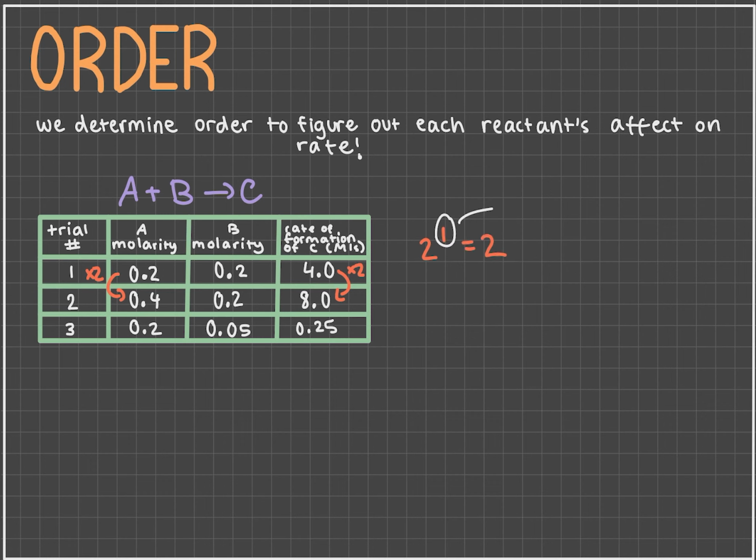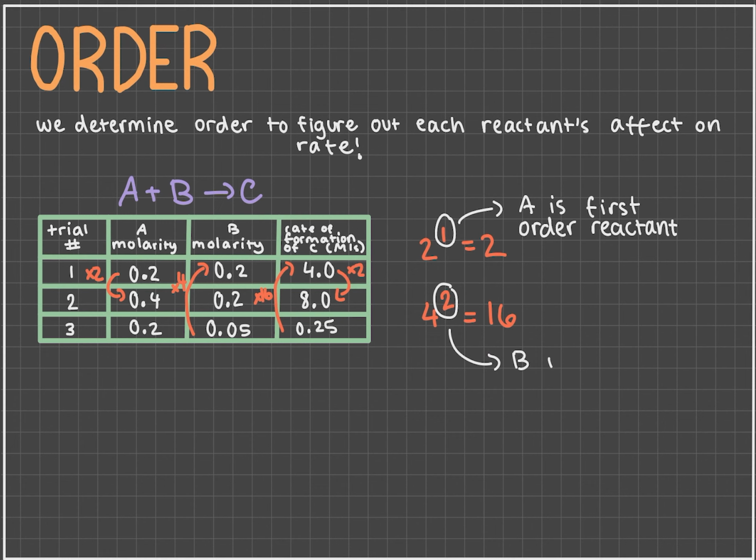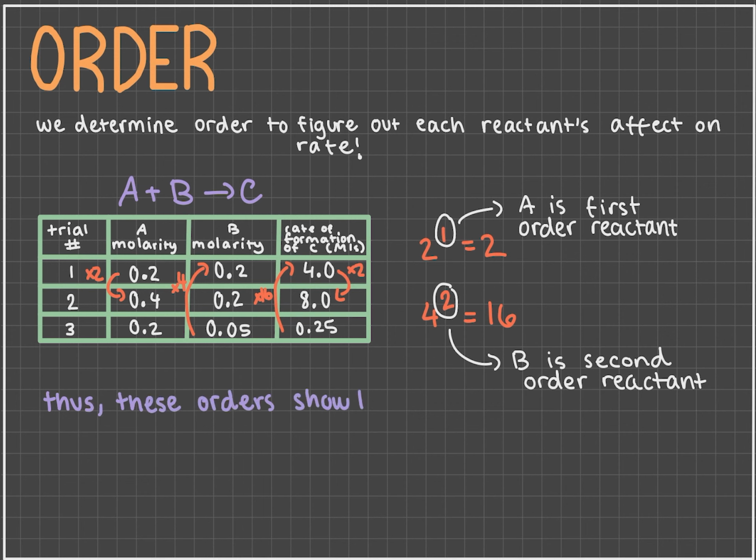From trial 1 to trial 2, A's concentration doubles, and the rate of formation of C also doubles, so A is a first-order reactant. From trial 3 to trial 1, B's concentration quadruples while the rate of formation of C increases by a factor of 16. So B is a second-order reactant. If you want a more in-depth explanation about how to find order, check out our video on rate law. But what I want you to take away right now is that reactants A and B impact the reaction rate differently, and we can see this by determining their orders.